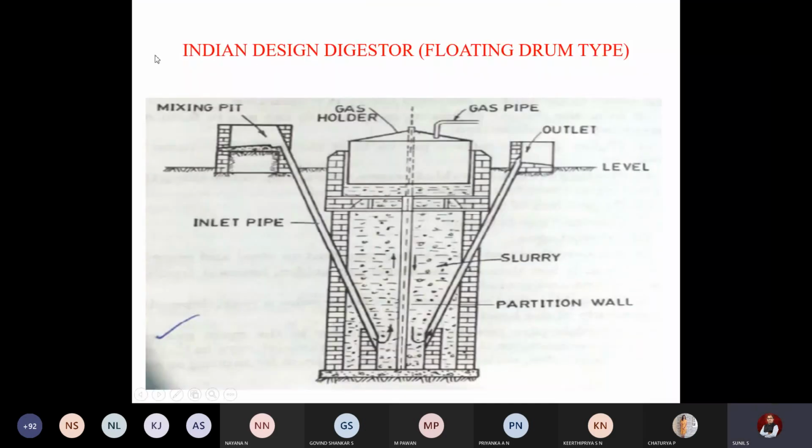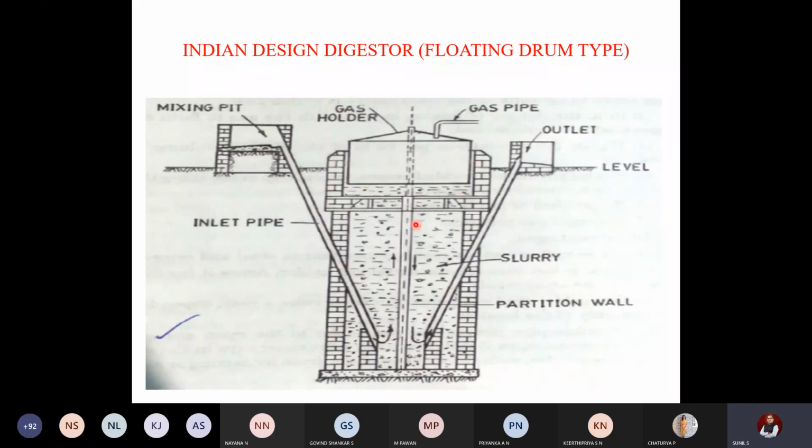So earlier this design was very popular in India. This is the mixing pit or the inlet pit. This is the inlet pipe through which all the waste, sludge, slurry, etc. will be fed. So this part we can take as the inlet portion of the digester. Whatever you can see is all brick construction.